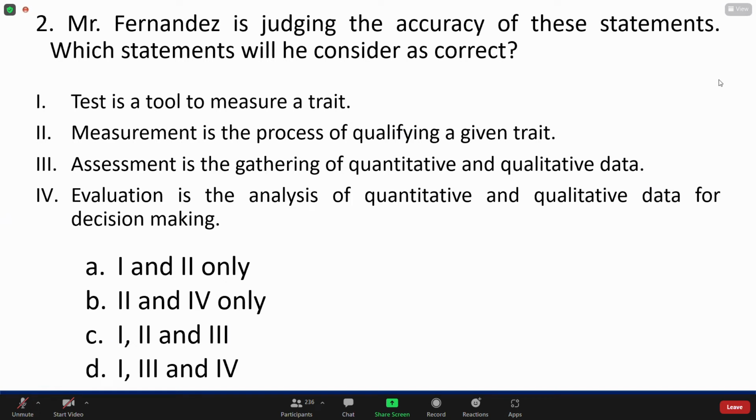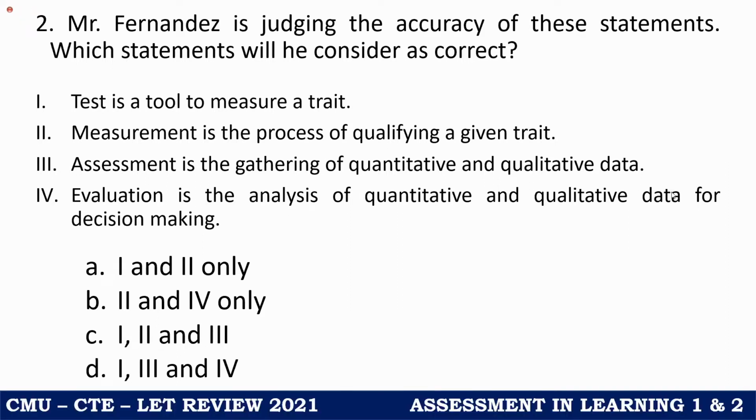Roman numeral 1. Test is a tool to measure a trait. Roman numeral 2. Measurement is the process of qualifying a given trait. Roman numeral 3. Assessment is the gathering of quantitative and qualitative data. Roman numeral 4. Evaluation is the analysis of quantitative and qualitative data for decision making.